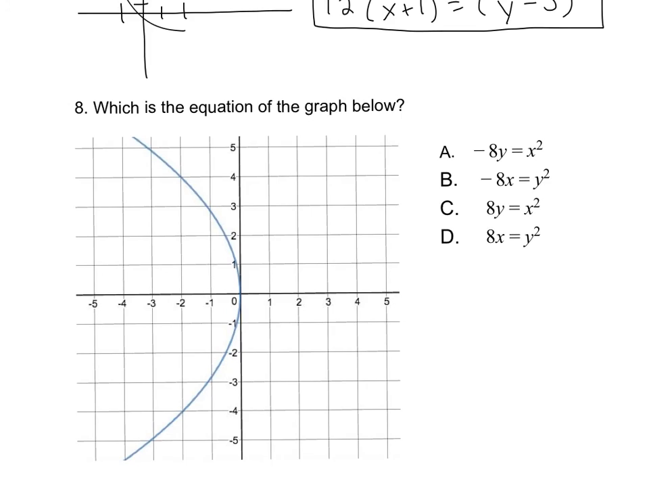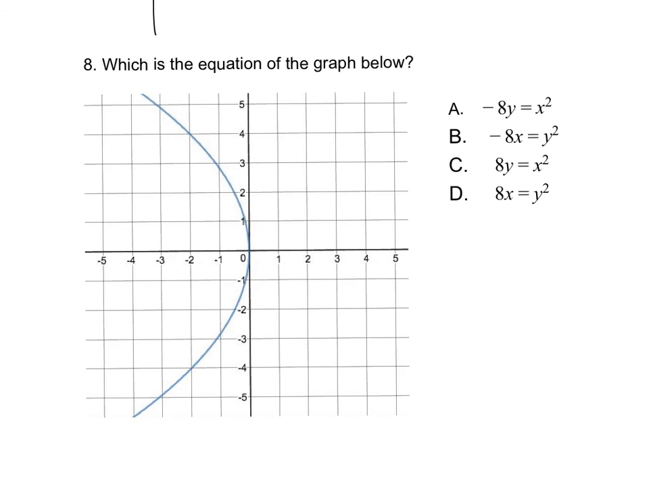Okay, let's look at our last one. This is a multiple choice question. Which equation is graphed below? So we got our nice vertex at the center here. It's opening to the left. So since it's opening right or left, I know the square is on the y, so I know it's not A and I know it's not B. So it's either going to be B or D.